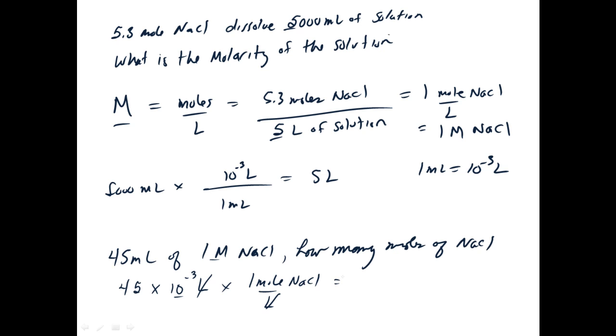So take 45 times 10 to the negative 3, and we multiply that by 1, and we get 4.5 times 10 to the negative 2 moles of NaCl. All right. So when we know concentration, we can take volume. We know how much solution we have and what the concentration of the solution is. We can determine how many moles of the solute are in that amount of solution.